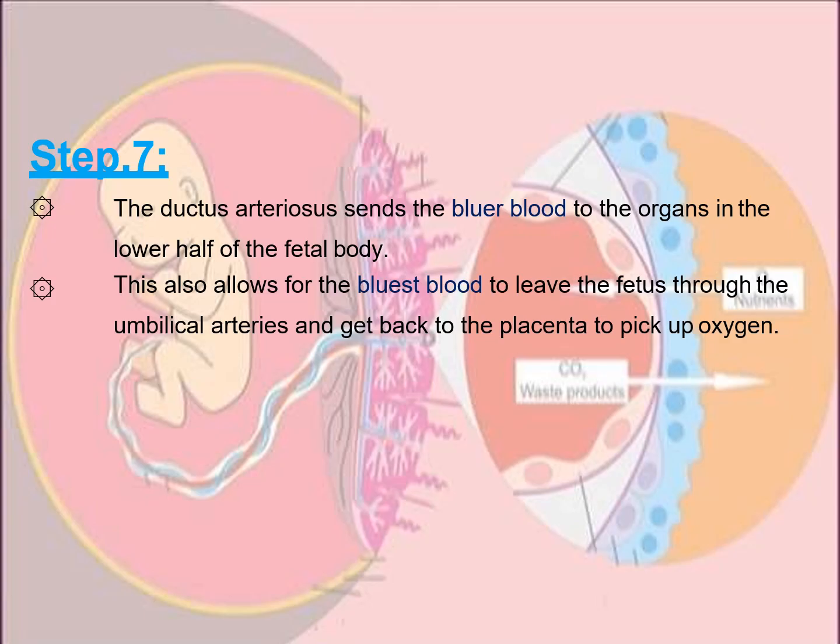So the ductus arteriosus sends this blood to the organs in the lower half of the body. This will supply the lower part, and from there it will absorb carbon dioxide and receive all the waste material, and it will come back to the placenta again to leave the carbon dioxide and waste materials and to absorb oxygen. So this is what is happening in the fetal circulation.